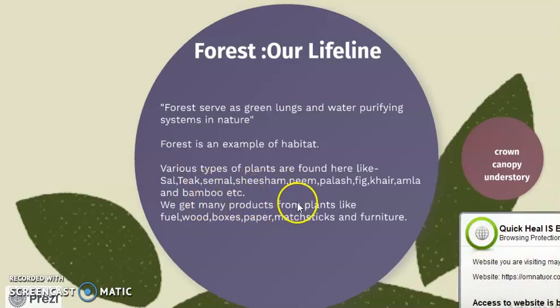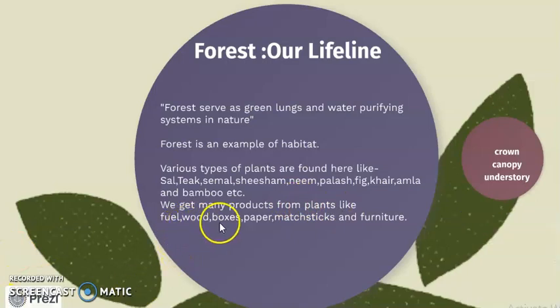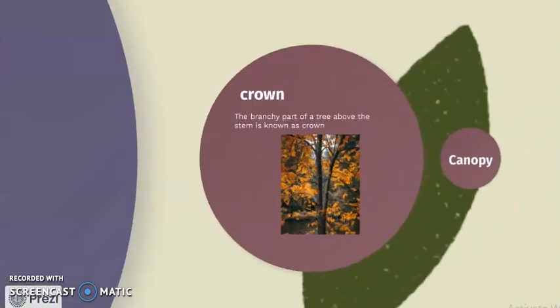So we get many things from the plants: food, fuel, boxes, paper, matchsticks and furniture. These are just a few things I have written here that we get from the forest. So there are various types of products which we get from the forest. Now let's learn about certain terms related to the plants.